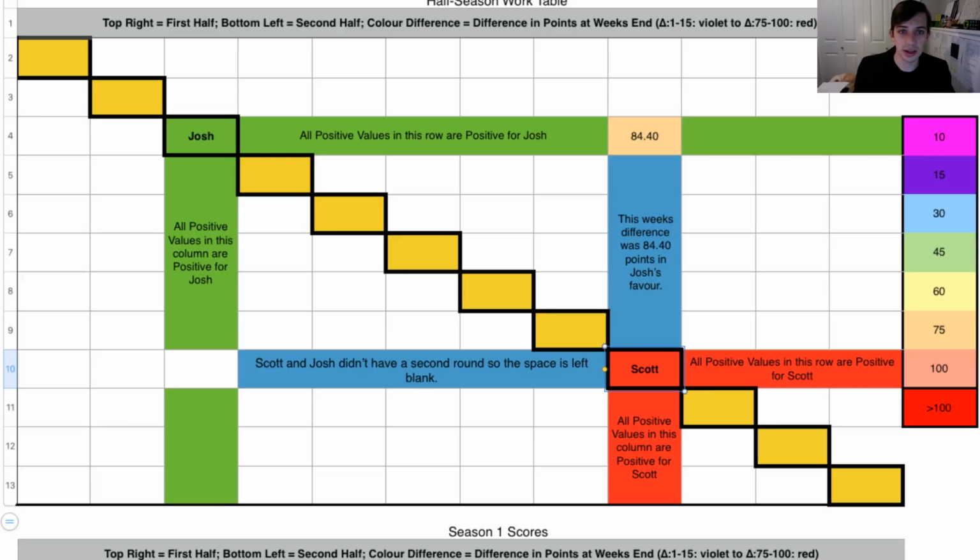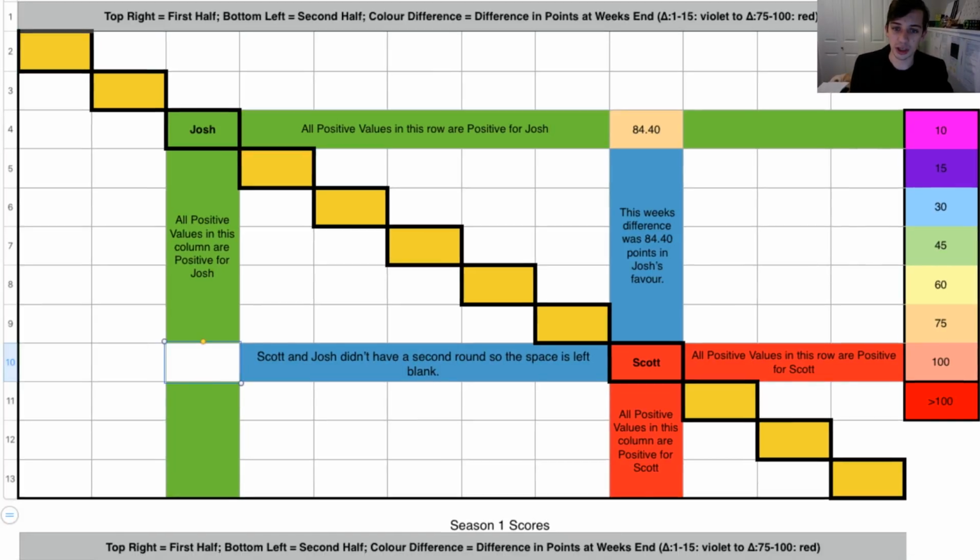So how it works is, the names are diagonal, and they interact at the corners of each name. So first round, second round games. The way this works is, say Josh has 2 points and Scott has 1 point. It'd be 2 minus 1, which would be a positive number, which would prove that Josh won that game. Seeing as Josh and Scott didn't have a second game together, this spot is left blank.